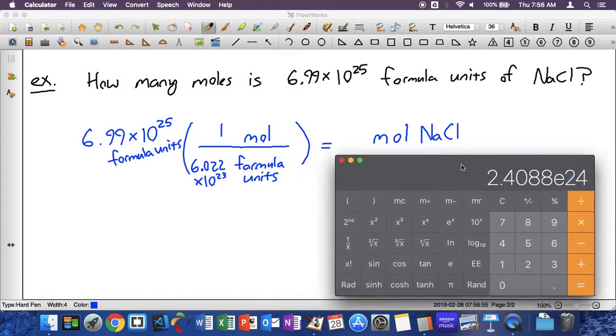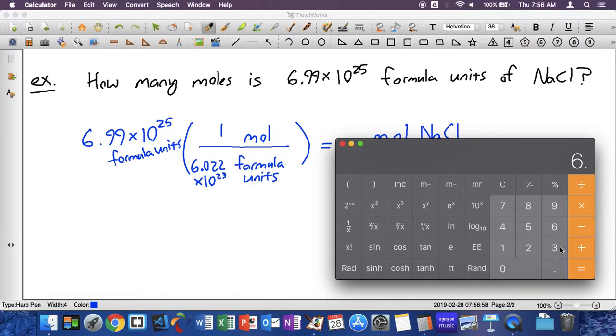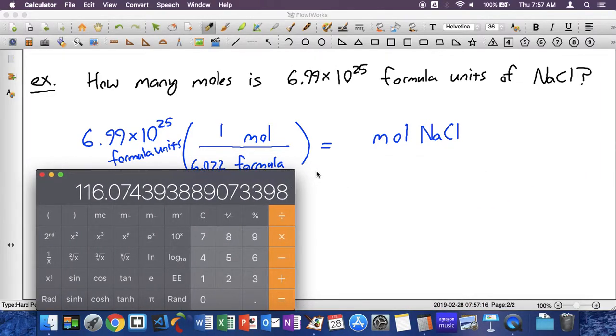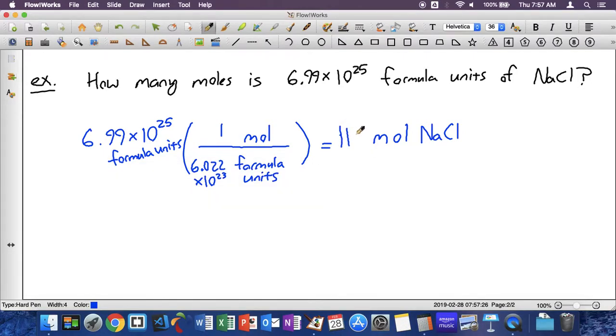So here we go. That is 6.99 times 10 to the 25th divided by 6.022 times 10 to the 23rd equals, and I got 116 point lots of stuff. I'm just going to write 116.07. In fact, no, I'm just going to write 116. This number here has 3 sig figs, so I'm going to stick with 3 sig figs in my answer. So that's 116 moles of sodium chloride. And that's how you do it.